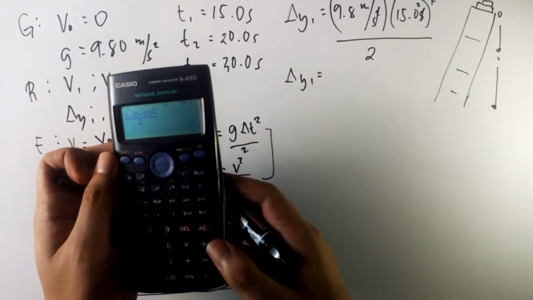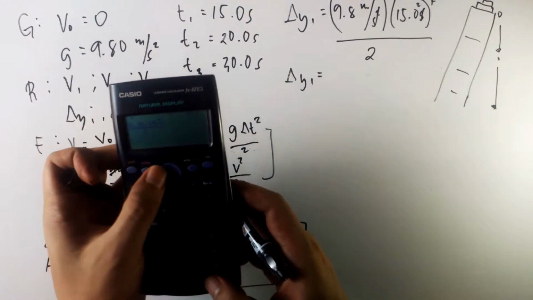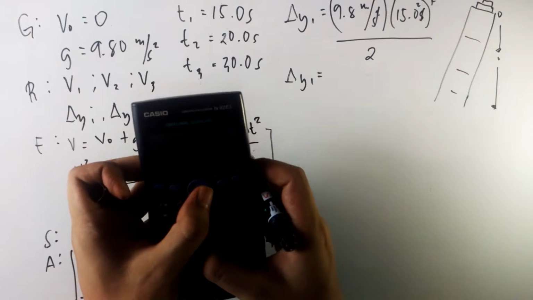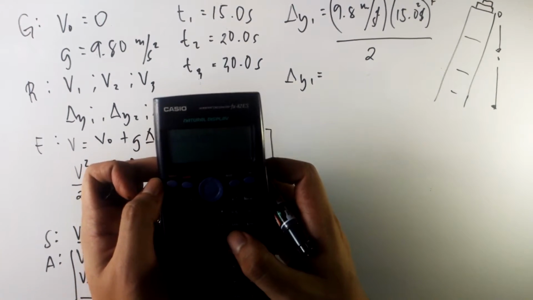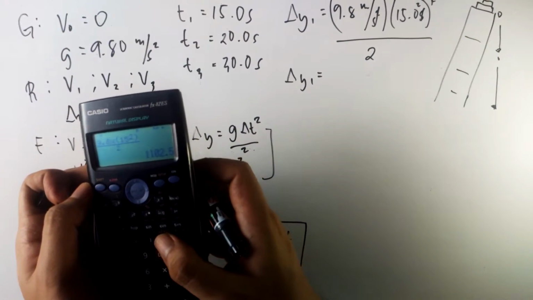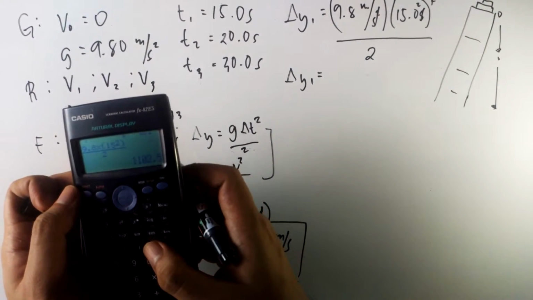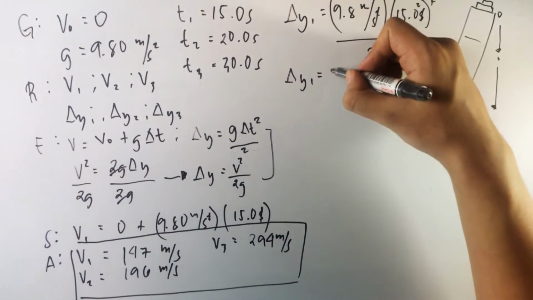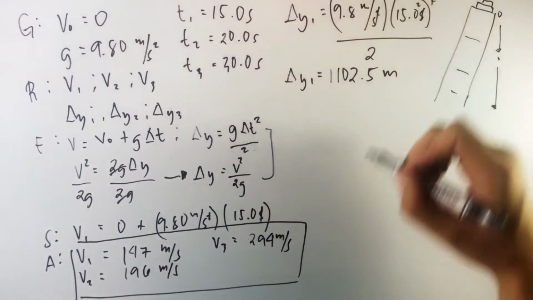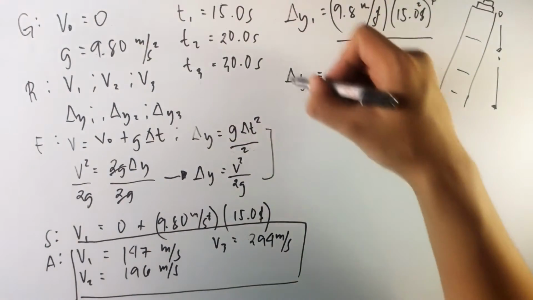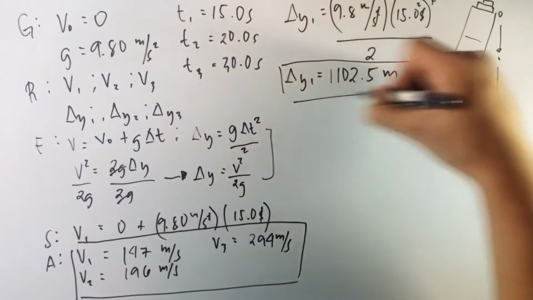So here is the correct equation. Let's place this inside the parentheses just to be sure. There. So the answer is there. This is the correct one. 1102.5, okay, 1102.5. The unit is meters. Okay, so this is using this equation.